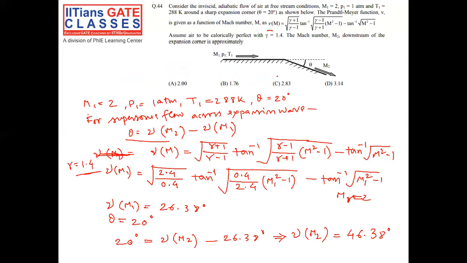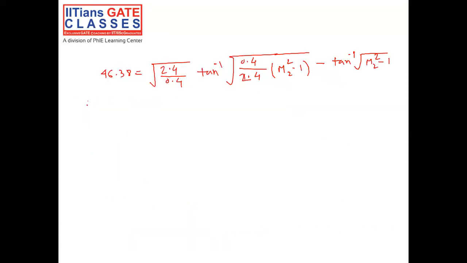Now, for flow across an expansion wave, Mach number always increases. So M2 will always be greater than M1. Let's note: flow across expansion wave, Mach number increases. So M2 will be greater than M1.